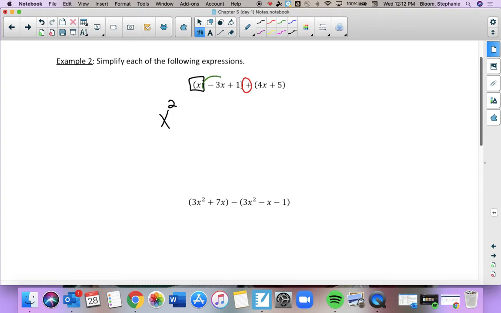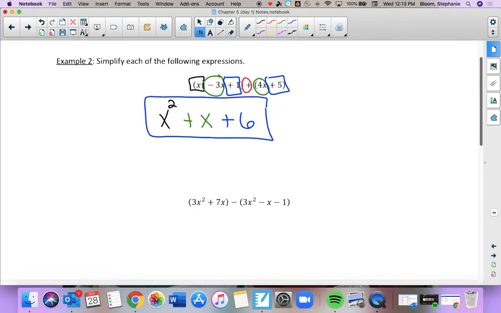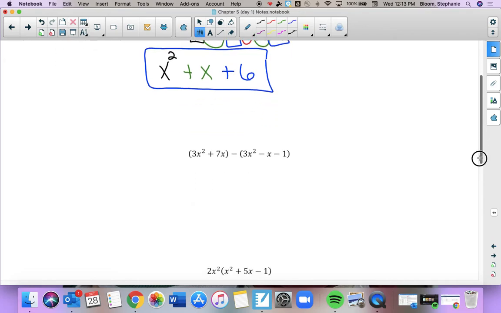Okay, then I'm going to go to my negative 3x. Is there anything to add to my negative 3x? 4x. So what is negative 3x plus 4x? 1x. And you can either write 1x or you can just write x. Anything to add to my constant 1? And you get 6. And there's nothing else to do because none of those are alike. And so we're done. Okay? Now, the second one.